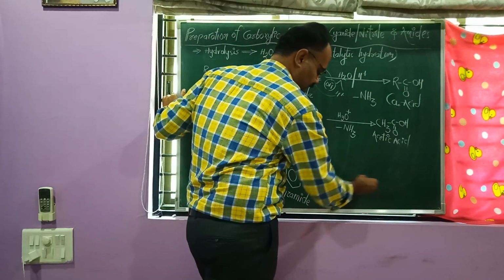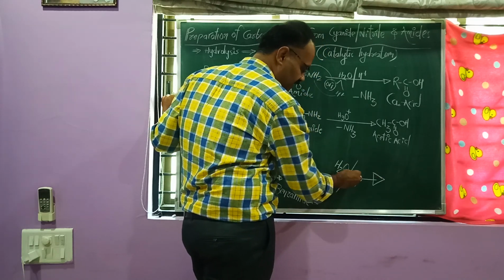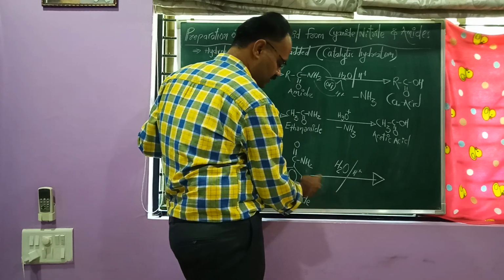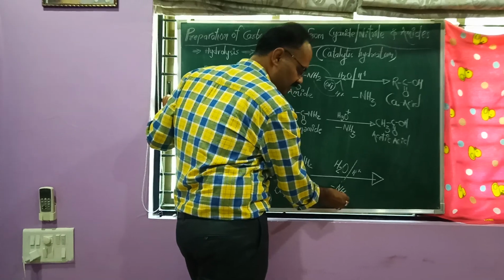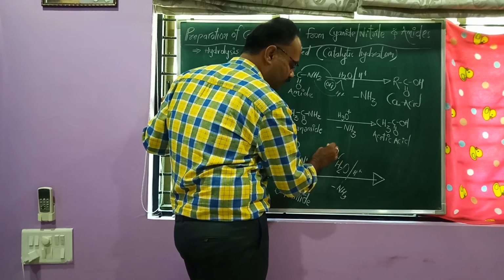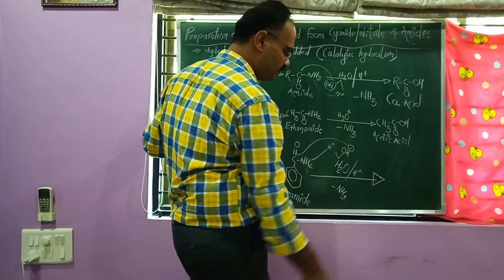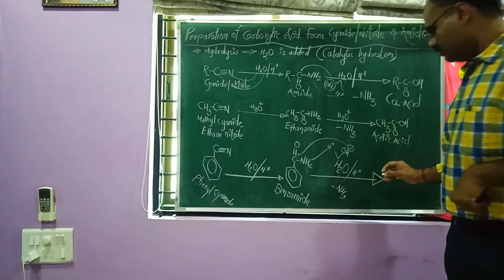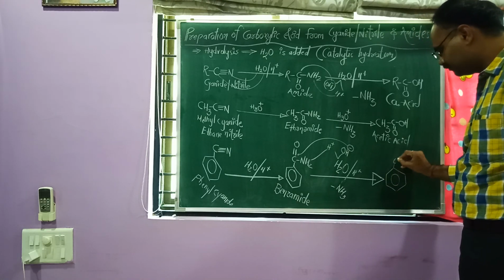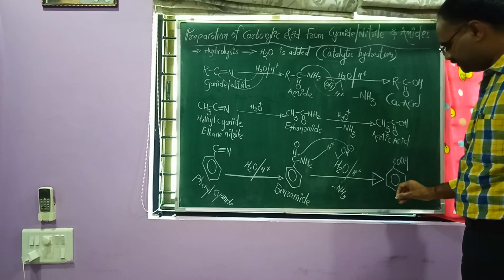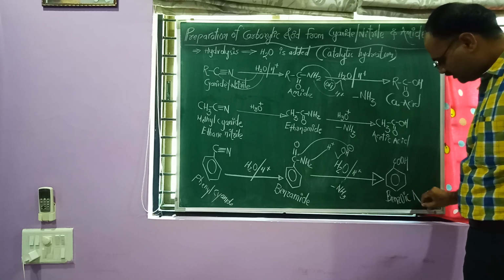Now this benzamide, again we have hydrolysis reaction in presence of catalyst, NH2 minus, H plus. So we have byproduct NH3 and OH minus should be added here. We have two portions. Again I repeat, H plus and OH minus. OH minus should be added here, H plus should be added here. So final product we obtain benzene ring containing C double bond OH. Name of this compound is benzoic acid.